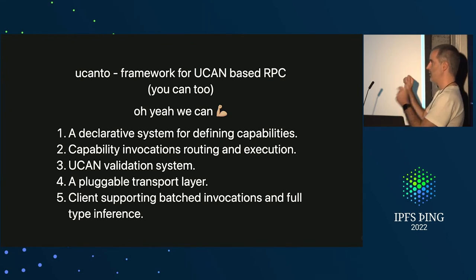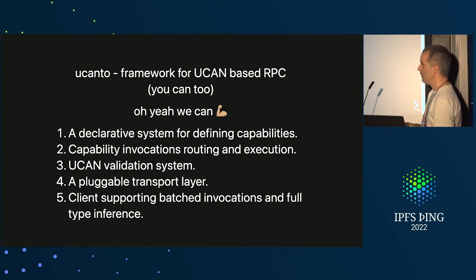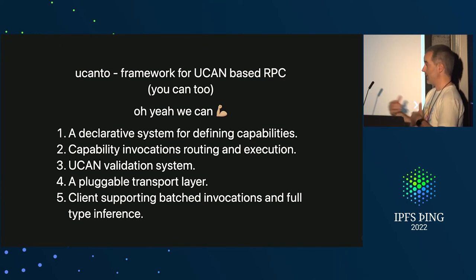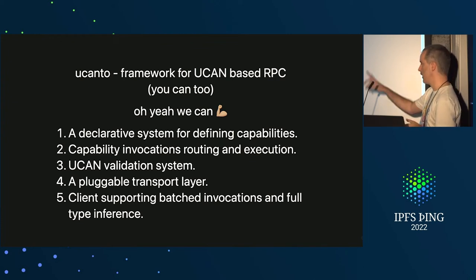This is more on the server side of it. And it's also pluggable in the transport layer, as in the actual transport. So it can be HTTP, it can be LibP2P, and also in the codecs for the requests and the response. And the last bit is more about the client side of it, where we support batch invocations, so we can invoke several things at the same time. It's basically sending multiple UCANs or UCAN chains at the same time. And it also has full type inference from the server.